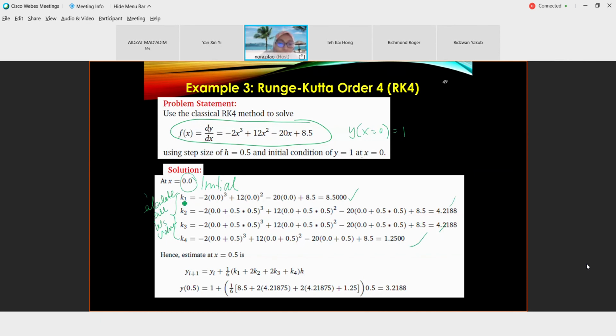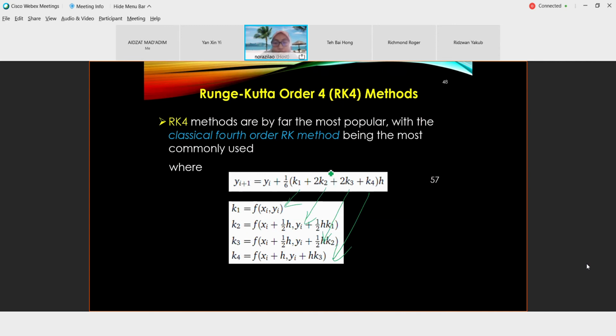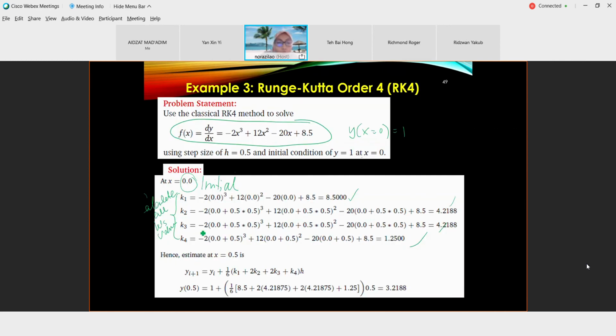After you produce all of k1, k2, k3, k4, please return to the equation for fourth order Runge-Kutta. This is the equation. Insert all the k values and then solve for y1. So the y1 iteration is at h equal to 0.5, so it's at point 0.5. Please put y at 0.5 as the old value, which is 1 because this is the initial value.